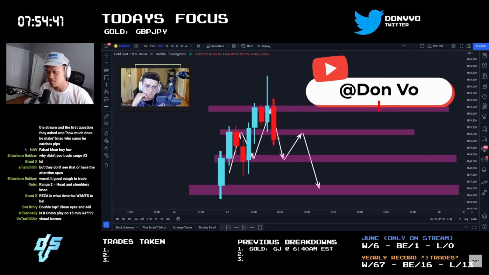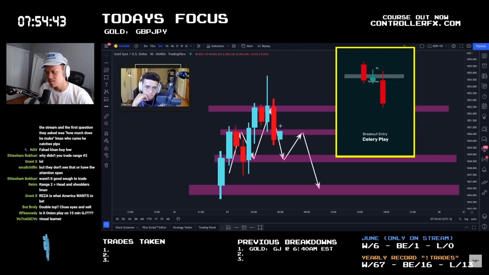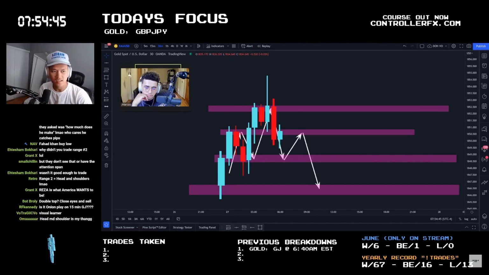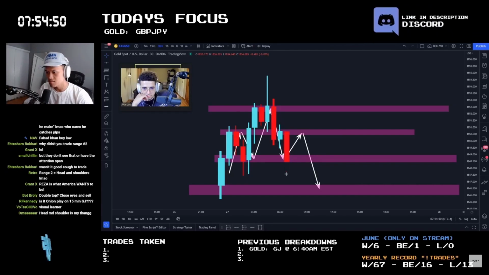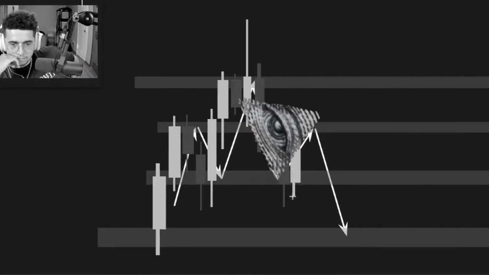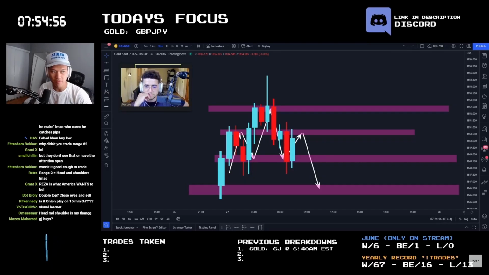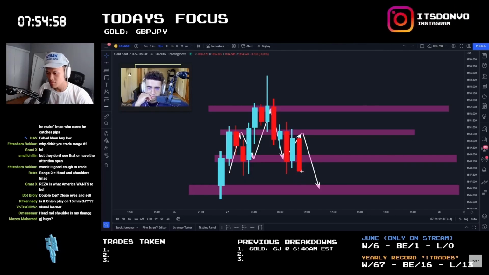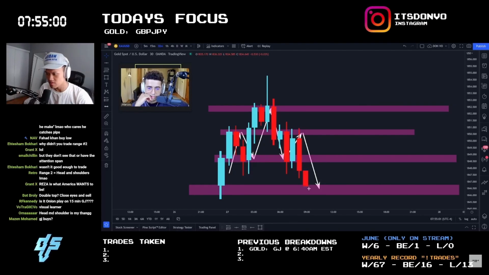You have a wick, something like this, right? Respecting that resistance. And then you have a bearish candle, something like this. Come down, retest the lows. And then at that retest of the lows, you may range again, or you might break out. But once you break below that range, that is probably when you'll see sells play out, and it will come down for the rest of the range.